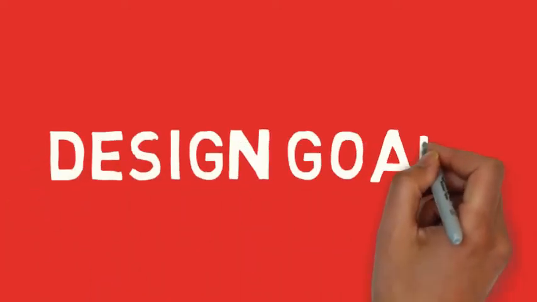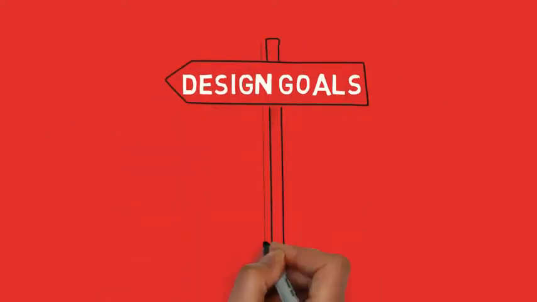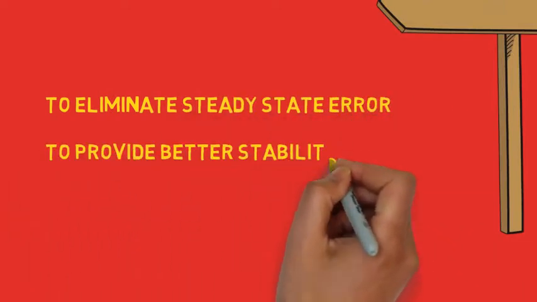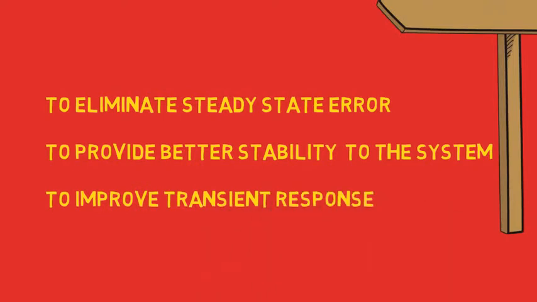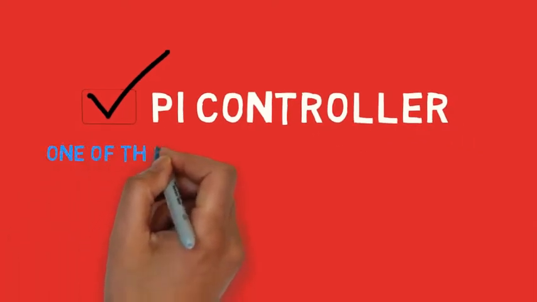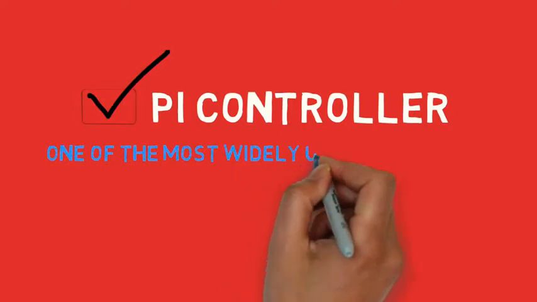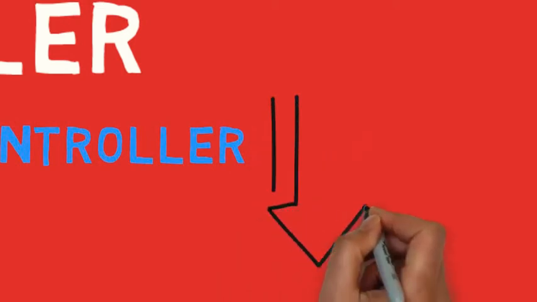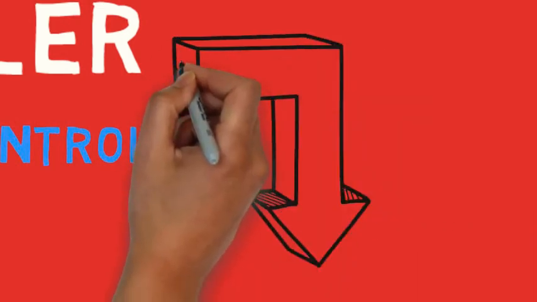Whenever you are designing a control system, you always have some design goals or objectives. If they include the elimination of steady state error, improving the stability, and improving the transient response as well, then the suitable controller for your need will be the proportional integral controller, or PI controller, which is one of the most widely used controllers in industries. Now, to understand why that is so, we will understand this controller in detail.